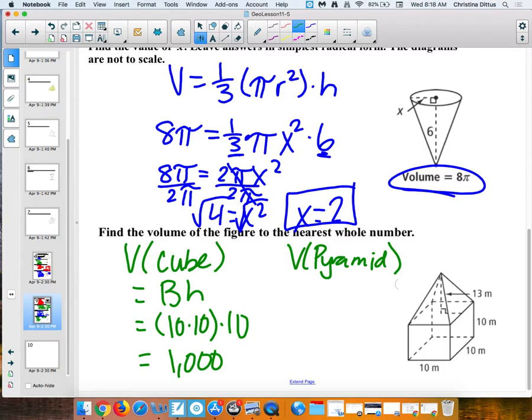Volume of a pyramid, since it's got a little tippy top, what's that formula? 1/3 base times height. Big B again stands for the area of my base. What is the shape of the base of my pyramid? Square. So how am I going to find the area of it? 10 times 10. What is the height of my pyramid? 13. Calculator.